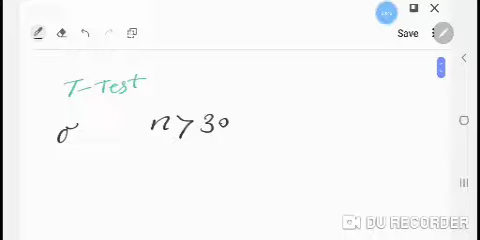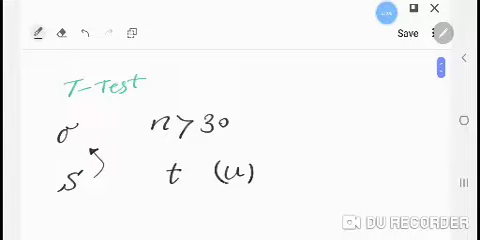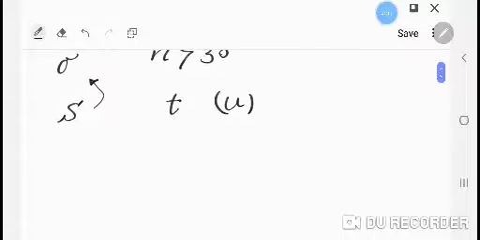If this is not the case, we must use the sample standard deviation S instead of sigma, and t instead of u in the normal distribution. This is called the t distribution or Student's t distribution.